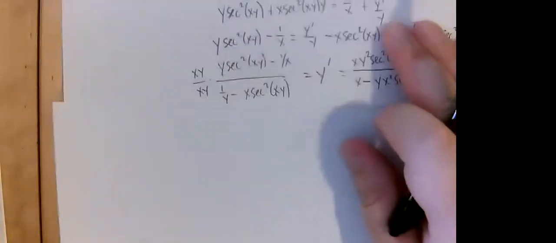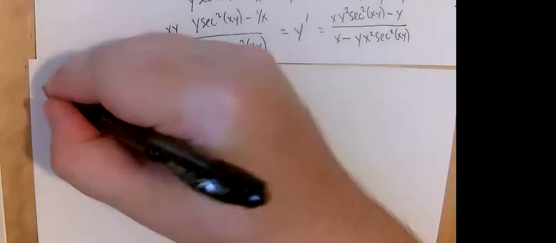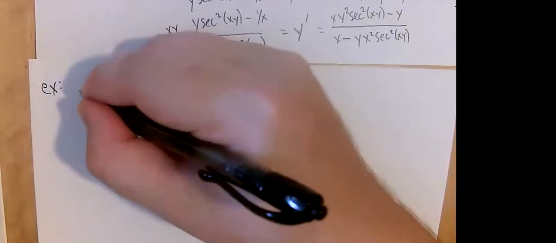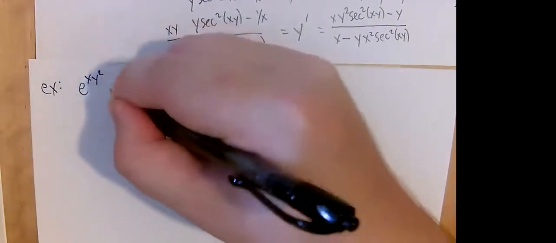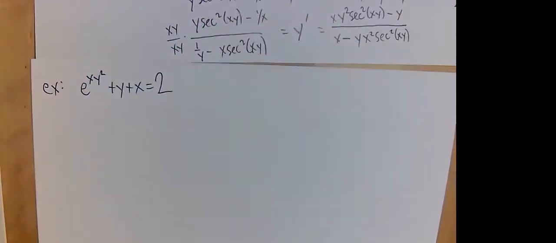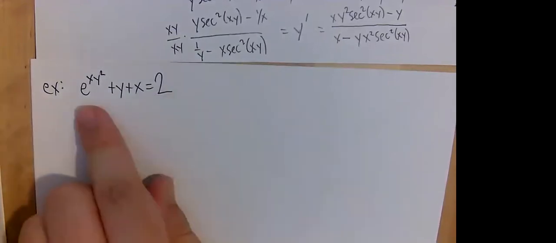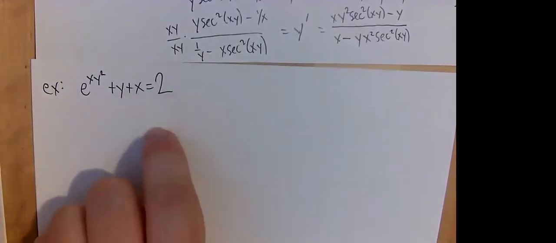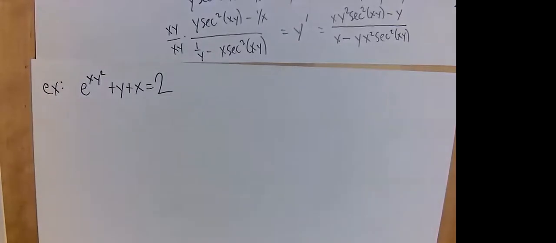All right, let's suppose in our next example that we have e to the xy squared plus y plus x equals 2. It's very common for implicit equations like this to have all of your variables on one side and then maybe a constant or 0 on the other side. So this form is pretty common.